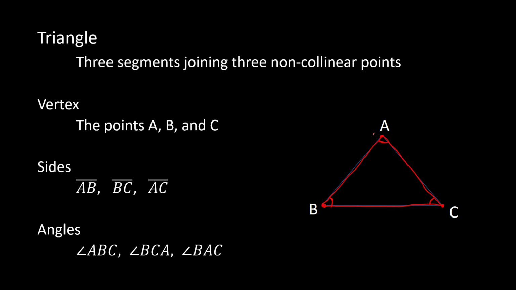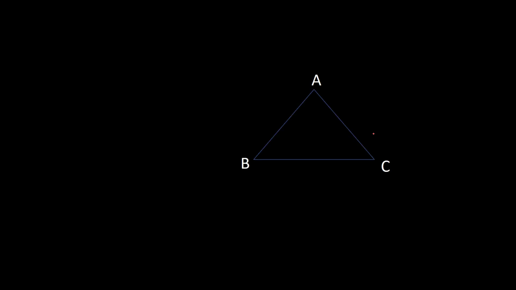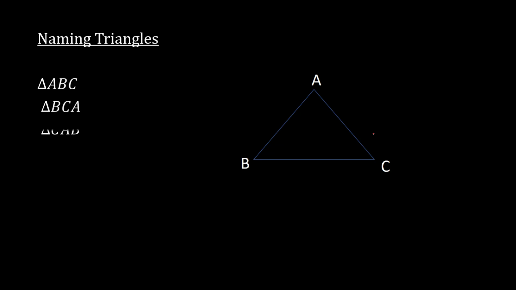Now we also need to know how to name triangles. So when we're naming triangles, we need to use the 3 letters that are given to us. It does not matter the order in which we use the letters. So it could be ABC, you can use BCA, it could be CAB, CBA, ACB, BAC. It can be any of those varieties.